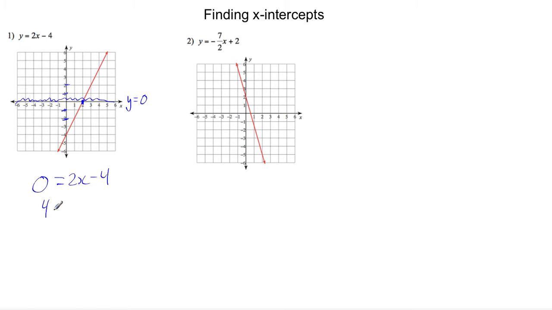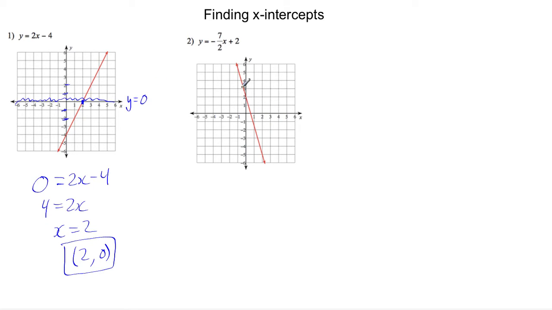So I add 4 to both sides, so I get 4 is equal to 2x, divide by 2, so I get x is equal to 2. Now this is a point, so I'm not going to leave my answer as x equals 2. I'm going to actually write this as 2, comma 0. Again, because y is 0, the x value I found is 2.